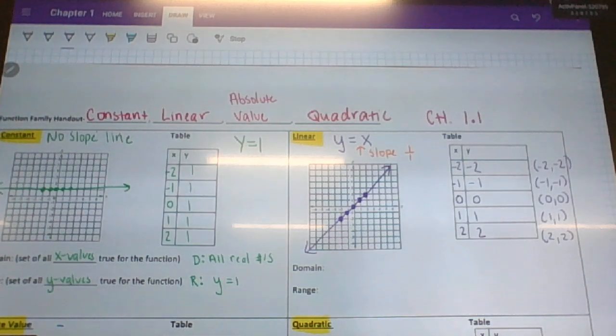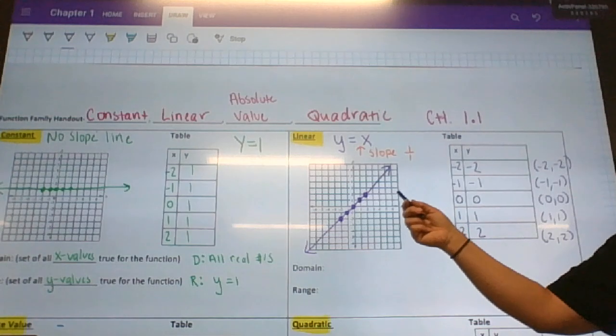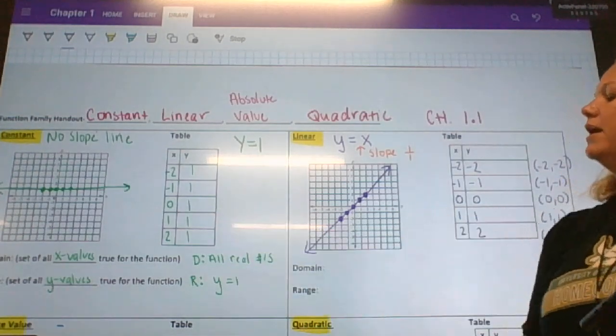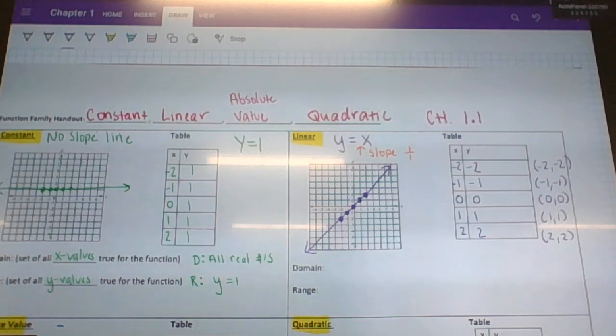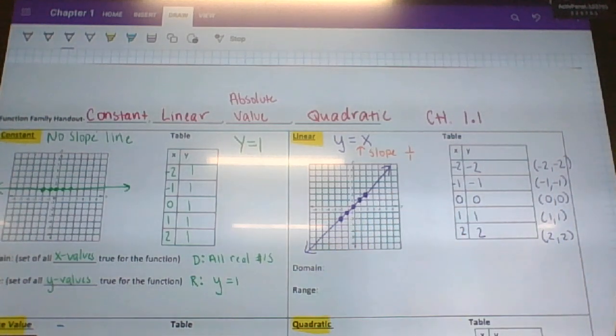Connect your dots. And this is a straight line, just like someone in this class yesterday said during bell work, a linear function makes a straight line. This line's more interesting because it has a slope. This one's always flat. So the domain of this one, you guys know from geometry, there's arrows on both sides. This guy's going on forever. The domain is all real numbers.